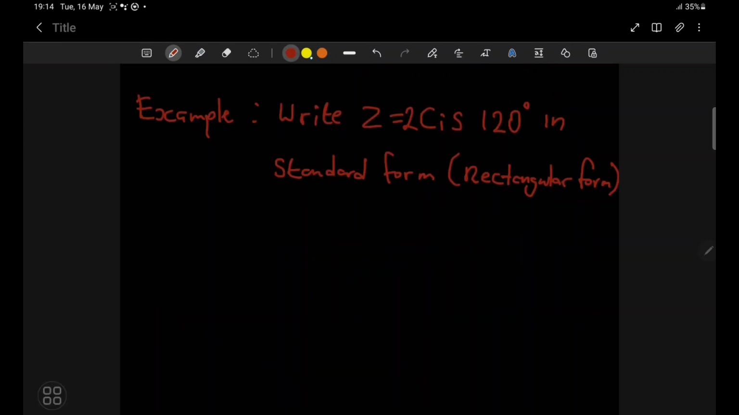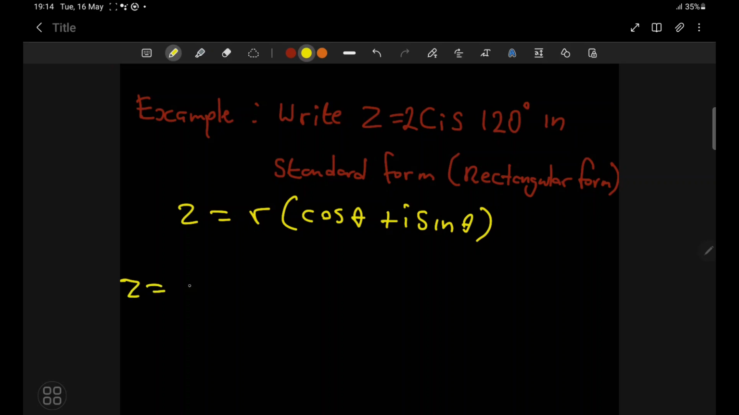So we have this example: write z, this complex number which is in polar form, in standard form or rectangular form. To solve this, we need to write it in this form first. Then after writing it in this form, we can just evaluate the cos and the sine. Then we've taken it to standard form.